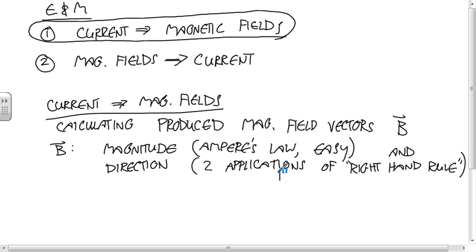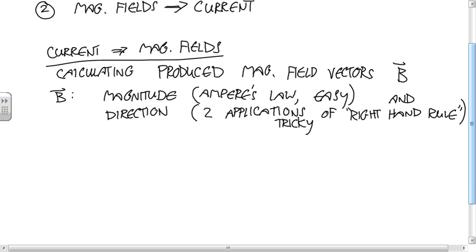And this is the tricky part. If you can make sense out of this, you're not going to have any trouble with this topic. Some people find this pretty natural, and some people struggle with this. So today I'm basically going to be talking about the right-hand rule and how it applies to the magnetic fields produced by current. Okay, so the trickiest part is dealing with directions.